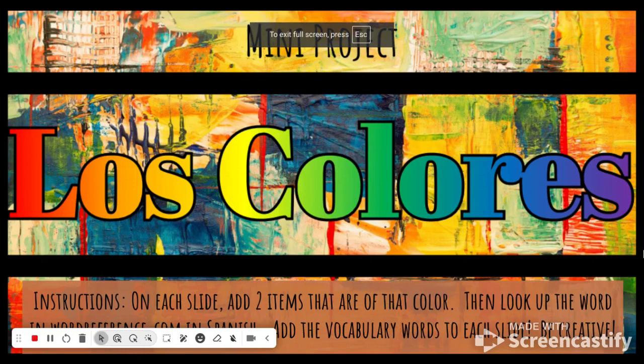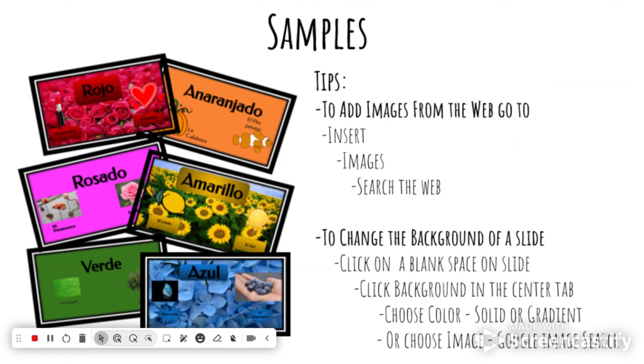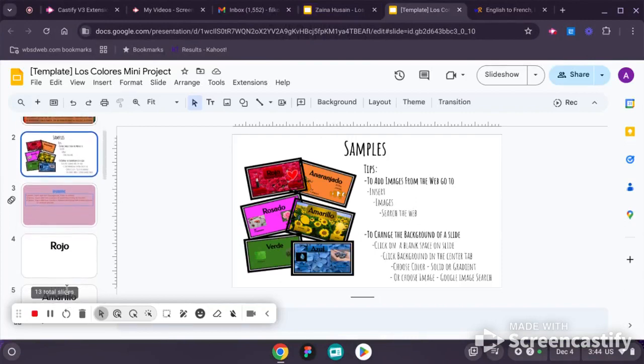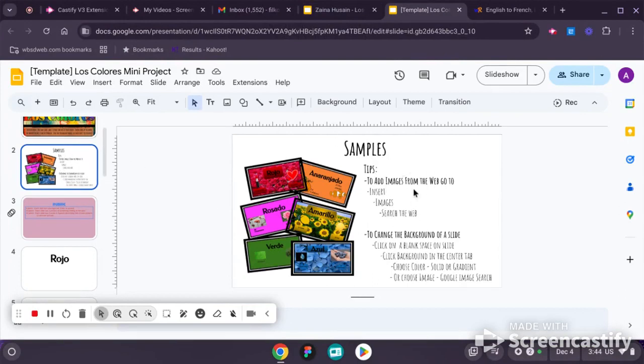Okay, so your instructions on each slide, like I said, you're going to add 2 items of that color. You're going to look up how to say those 2 items in Spanish, and you're going to add those vocabulary words to each slide. And yes, I want you to be as creative as possible. Okay, so here are some examples. And again, this is on, if it'll show me, slide 2. So feel free to use this when you're working on the rest of these slides. You can pop back up here and look all the time. You can see the tips to add images, to add a background, change the background.